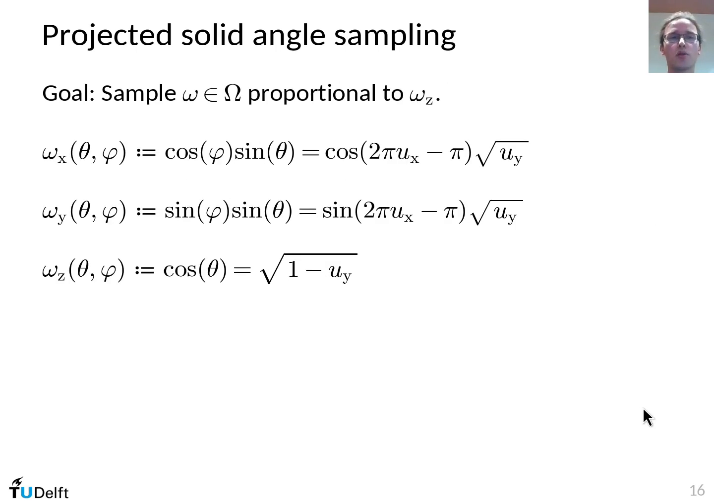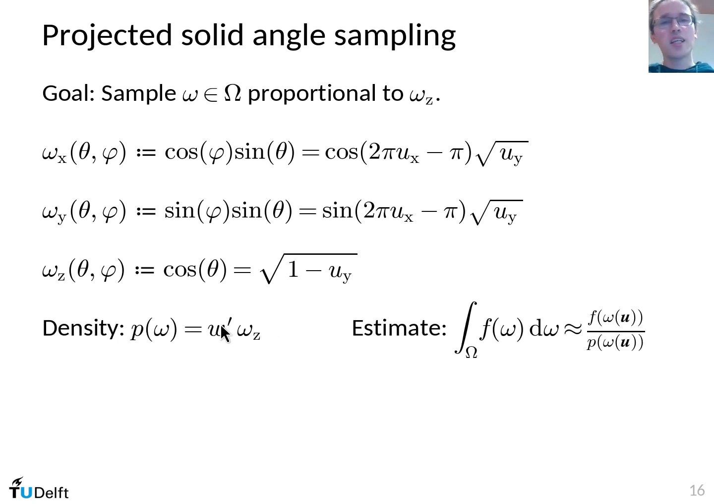And now we can put this all together. We want to compute our direction vector omega using spherical coordinates. So we have cosine of phi and sine of theta, and cosine of theta and sine of phi. And phi can be computed as before in our first sampling strategy. So we use 2 pi times ux minus pi, and that gives us a uniform phi ranging from minus pi to pi, which is exactly what we need. And then for sine of theta and cosine of theta, we have derived formulas just now, and we are simply using those here.